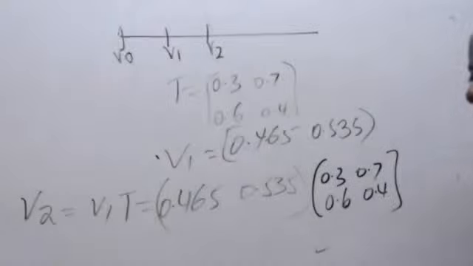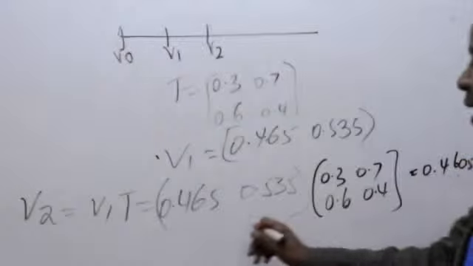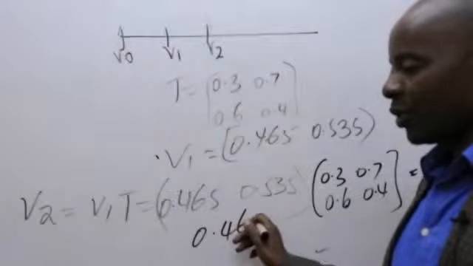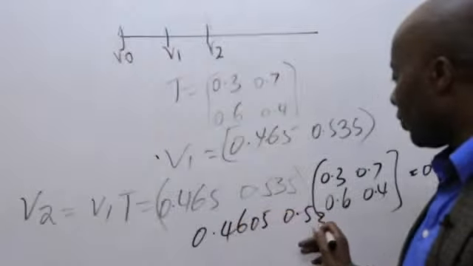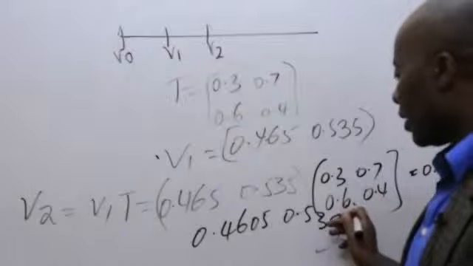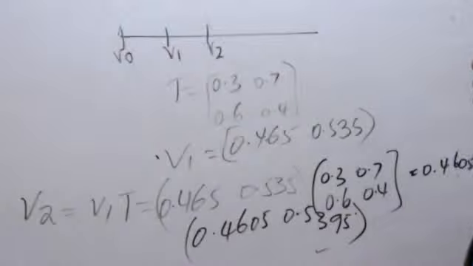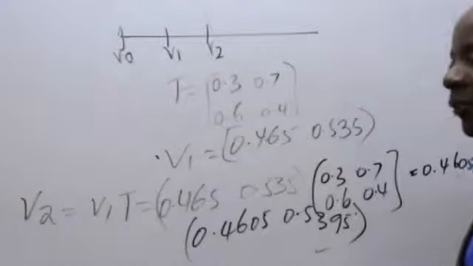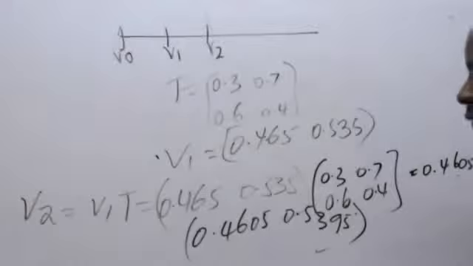So we have 0.46, 0.5, and then for vector 2, 0.4605, and then we have 0.5395. So now you can see straight away from where we began, ladies and gentlemen, for vector 1, the first company gained more ground. It started from 0.4 something, so it has gone to 0.46.